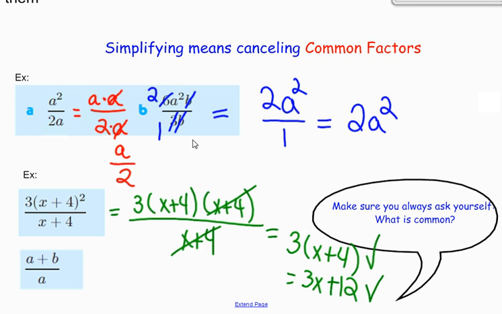And this last one, we have a plus b over a. Notice there's no multiplication in the numerator, and there's not identical factors in the denominator. So because of that, there's nothing we can cancel. We cannot cancel our a's because there's no multiplication in the numerator. Notice we can't factor out an a from a plus b because b doesn't have an a included in it. So we just say, yeah, it is simplified. It's as simplified as it can get.